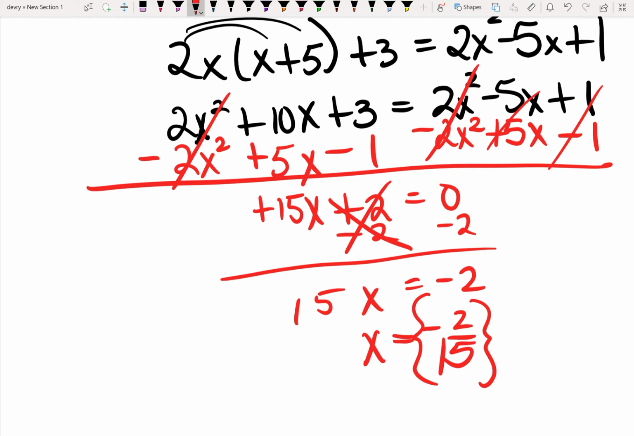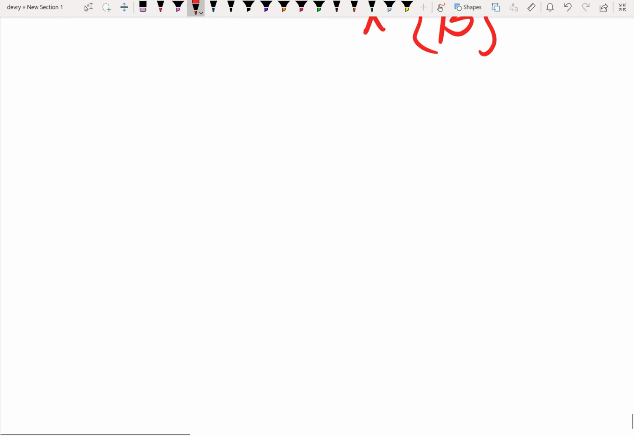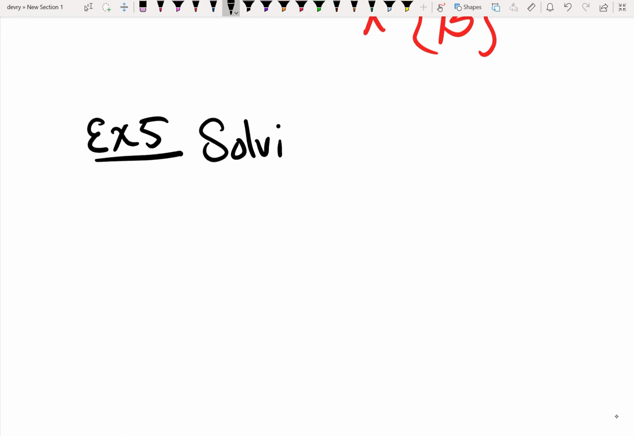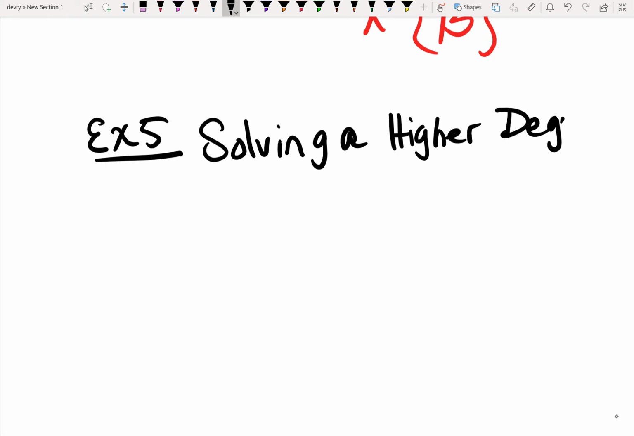Now, the easiest question of all, which at first looks ridiculously ominous, example 5. In example 5, this is solving a higher degree polynomial equation.